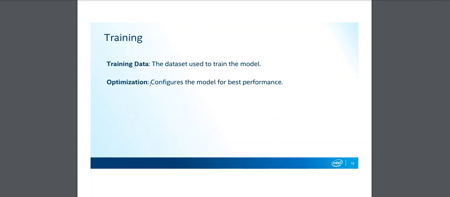Now, optimization configures the model for its best performance. And I'd mentioned before about hyperparameters. That's the fine-tuning of the model. Let's add more epochs. Instead of 10 epochs, let's go through 100 epochs, and it goes through 100 times instead of 10, and practices over and over again.